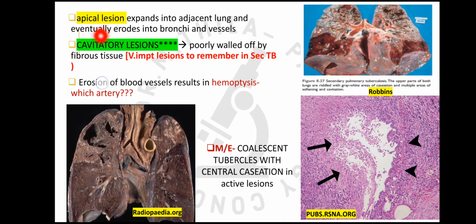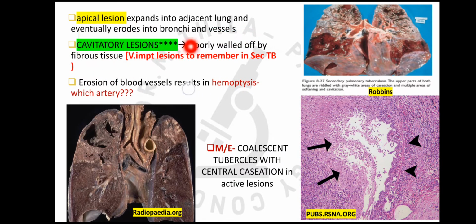So the gross lesion is an apical lesion, which can expand to the adjacent lung parenchyma, and it can also erode the blood vessels and bronchi. When it erodes the bronchi, the person will have a lot of productive cough with the bacilli. So he will expectorate sputum rich in bacilli and can infect other people. Then if this cavitary lesion erodes the blood vessel, especially the bronchial vessel, the patient will present with hemoptysis, that is blood in the sputum.